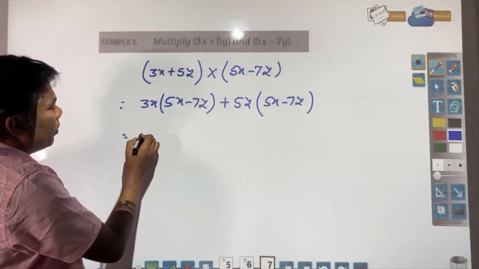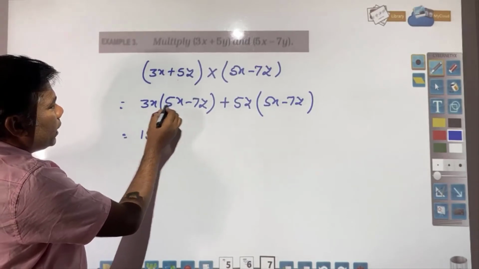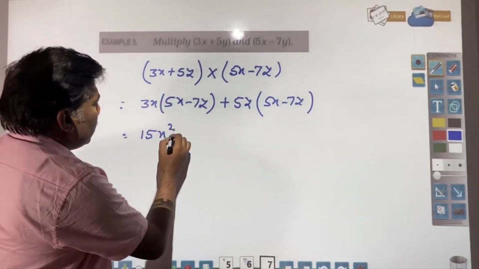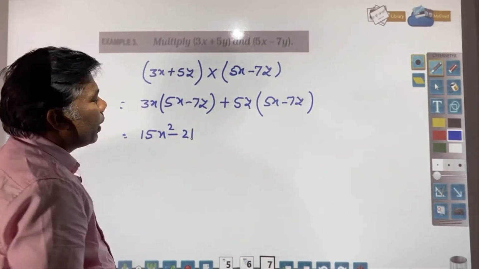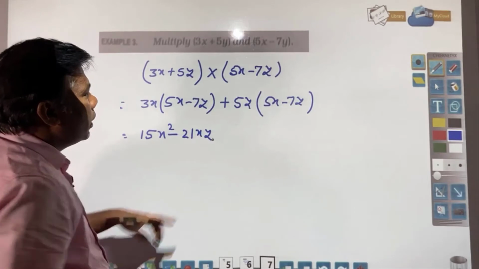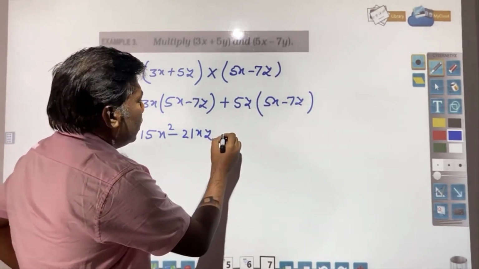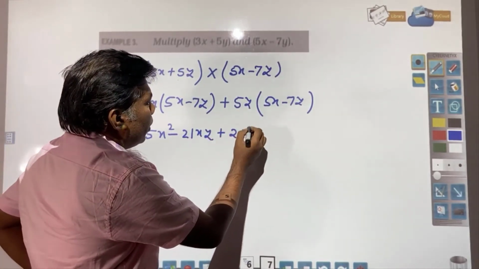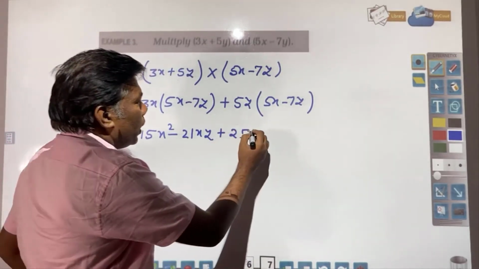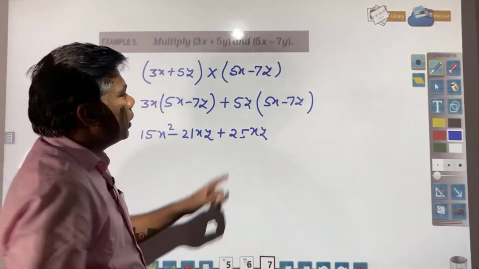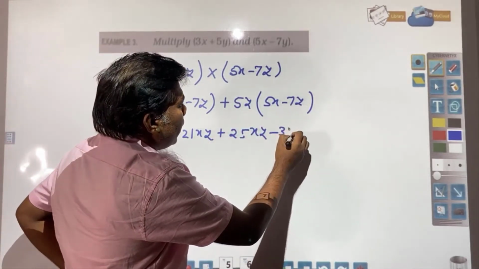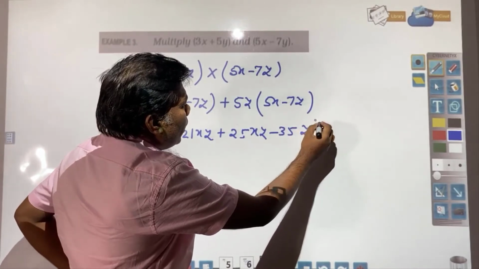3 into 5, 15, x into x square. 3 into minus 7, minus 21, x into y, xy. Then 5 into 5, 25, y into x, either you write yx or xy, both are equal. Then 5 into 7, minus 35, and y into y square.